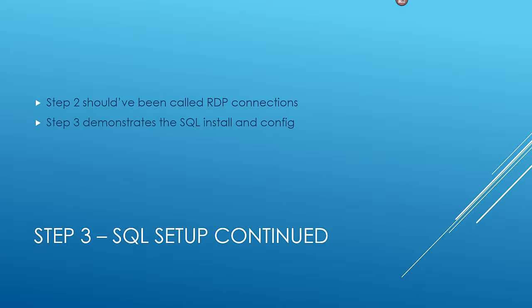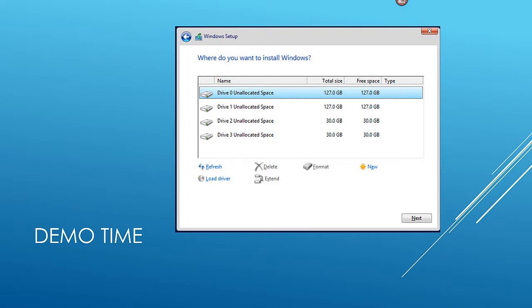So previously, step 2 really should have been called RDP connections, and step 3, this one, is going to be the SQL install and configuration. So let's go ahead and get ready for demo time. As you can see here on this SQL Server, when it was being built, the drives were already present. We didn't have to go back in and add them like we did in step 2. So we're going to jump over to our server and get going on looking at the SQL configuration.